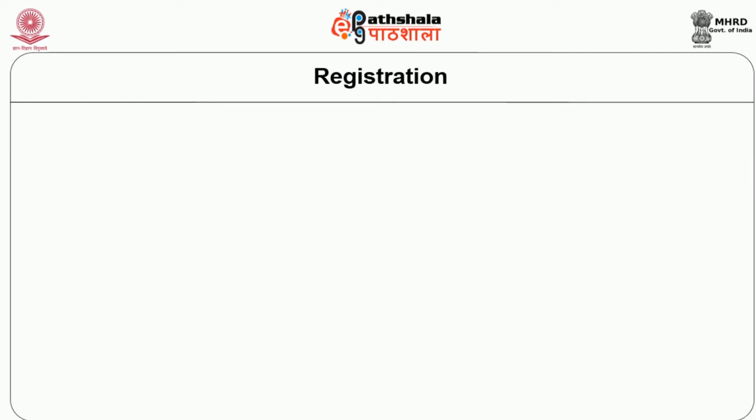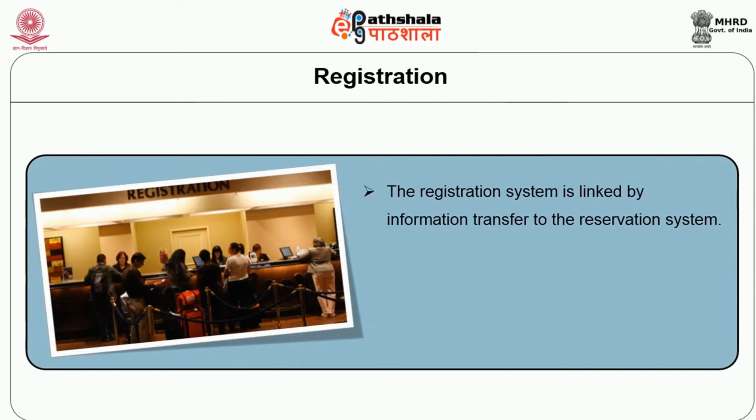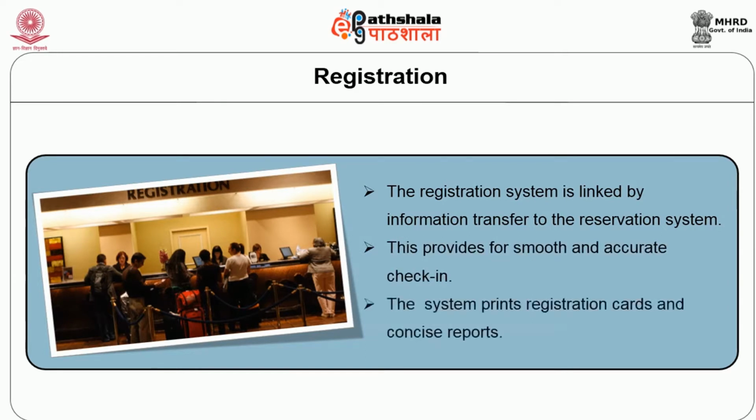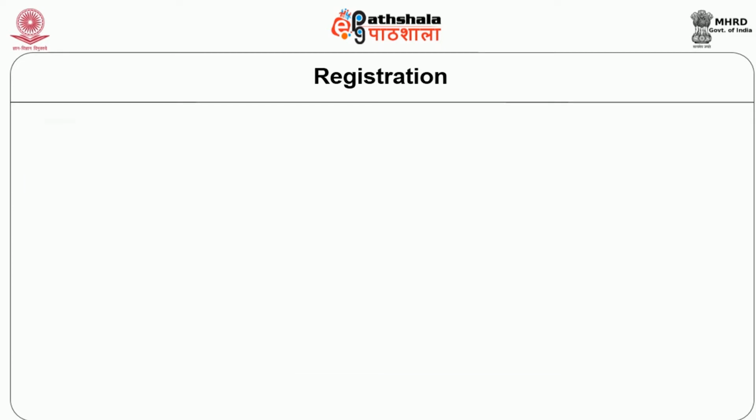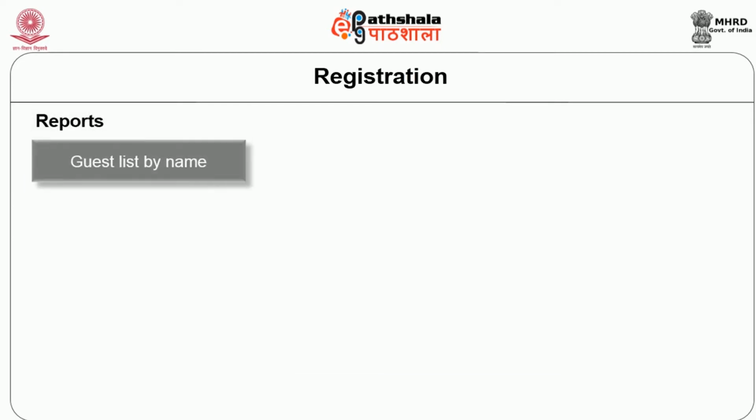Next part is the registration part. After completion of reservation, the registration system is linked by information transfer to the reservation system. This provides for smooth and accurate check-in. The system prints registration cards and concise reports.